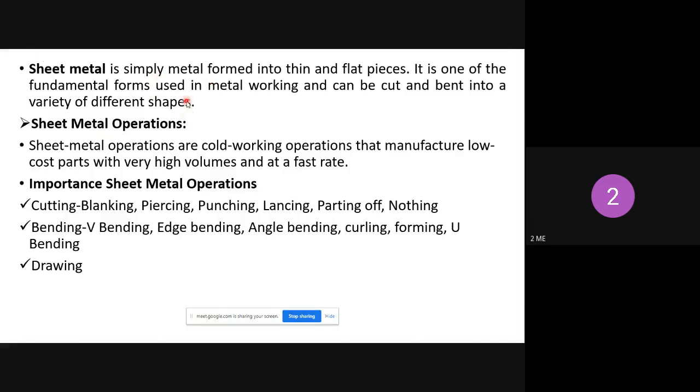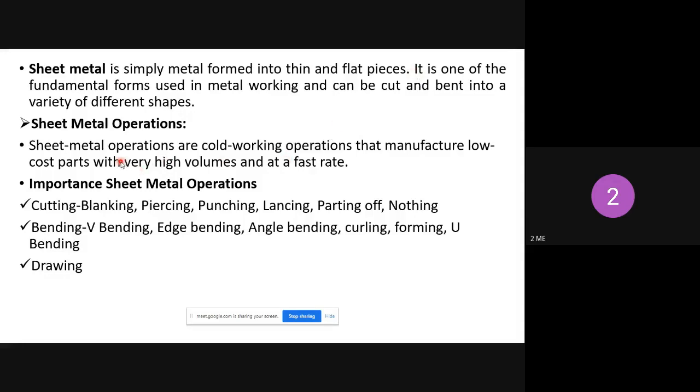It is one of the forming processes, and with the help of pressure, we can convert it into thin and flat pieces. The thickness of sheet metal is around 0.4 mm to 0.6 mm. Maximum is 0.10 mm. It is one of the fundamental forms used in metalworking and can be cut and bent into a variety of different shapes.